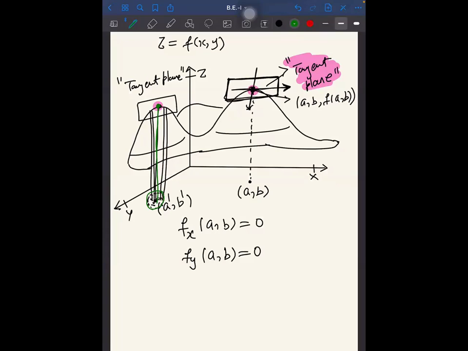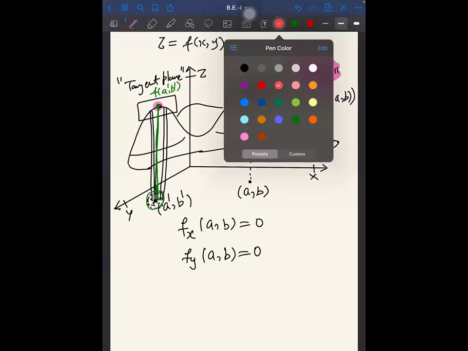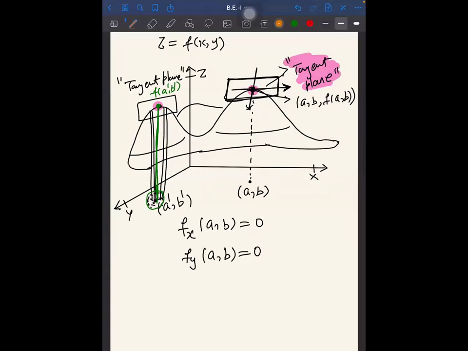At a', b', you will have a local maxima if f of a', b', that means these heights, are bigger than other heights. Let me draw the other heights with a different color, let's say this orange one. These orange lines are actually smaller than the green line, height-wise. So that's why we call it maximum.